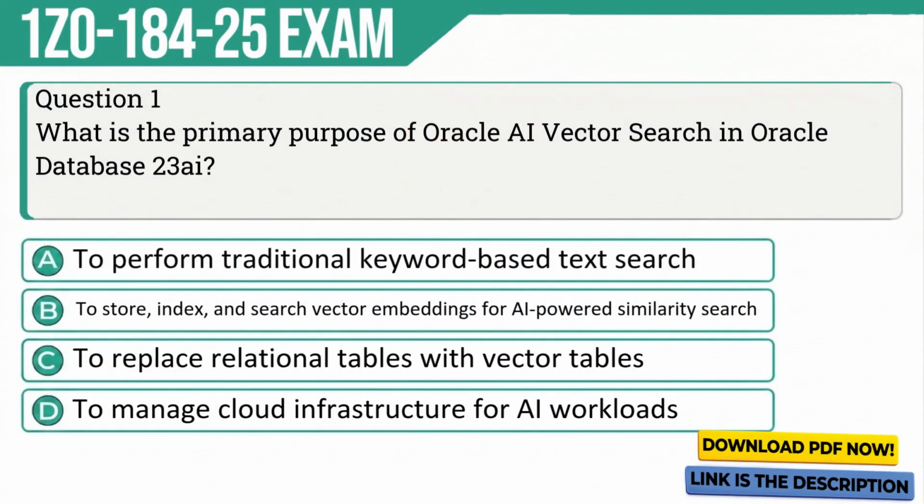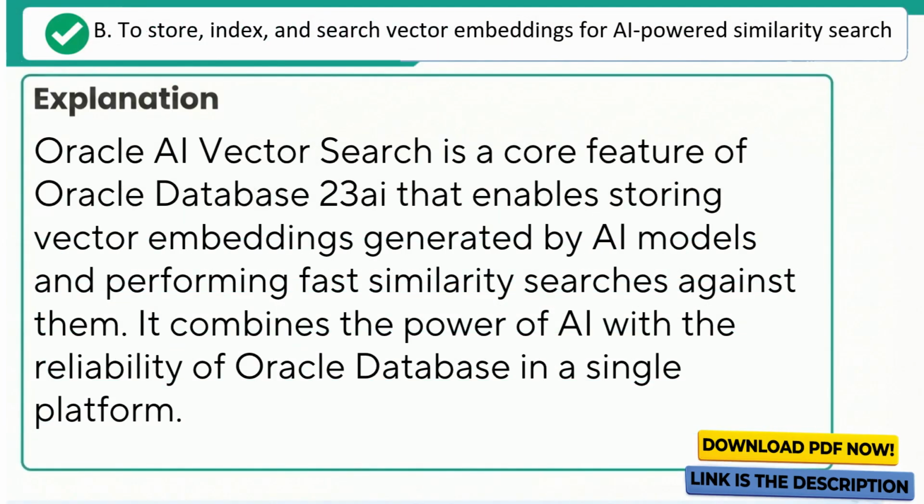Question 1. What is the primary purpose of Oracle AI Vector Search in Oracle Database 23 AI? A. To perform traditional keyword-based text search. B. To store, index, and search vector embeddings for AI-powered similarity search. C. To replace relational tables with vector tables. D. To manage cloud infrastructure for AI workloads. Correct answer, B. To store, index, and search vector embeddings for AI-powered similarity search.